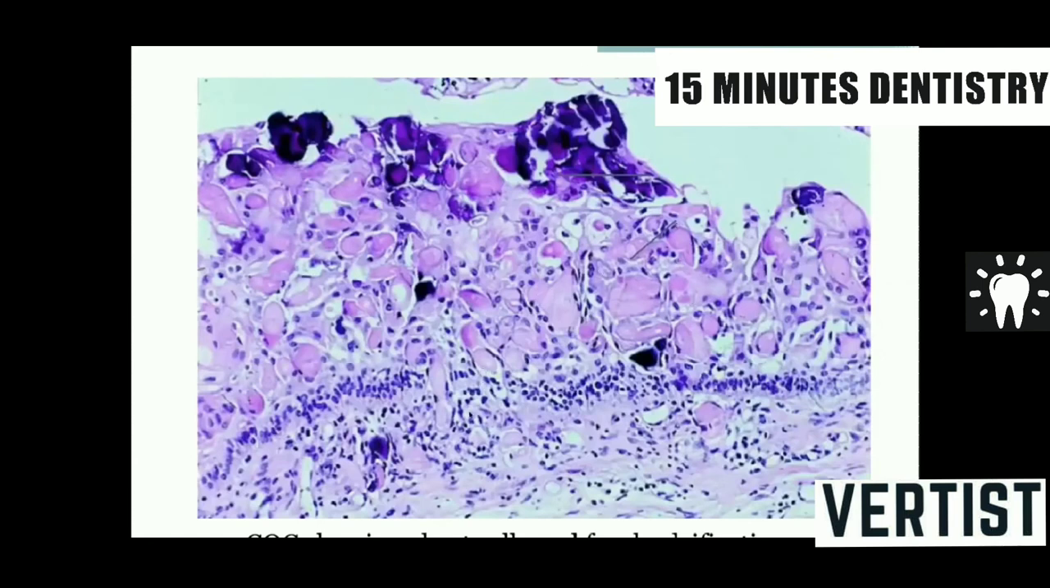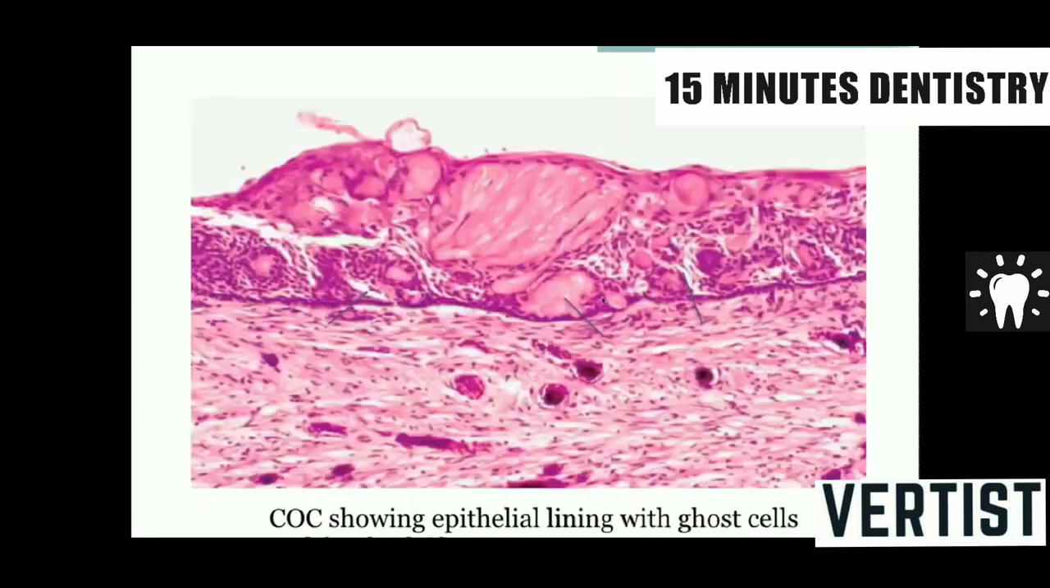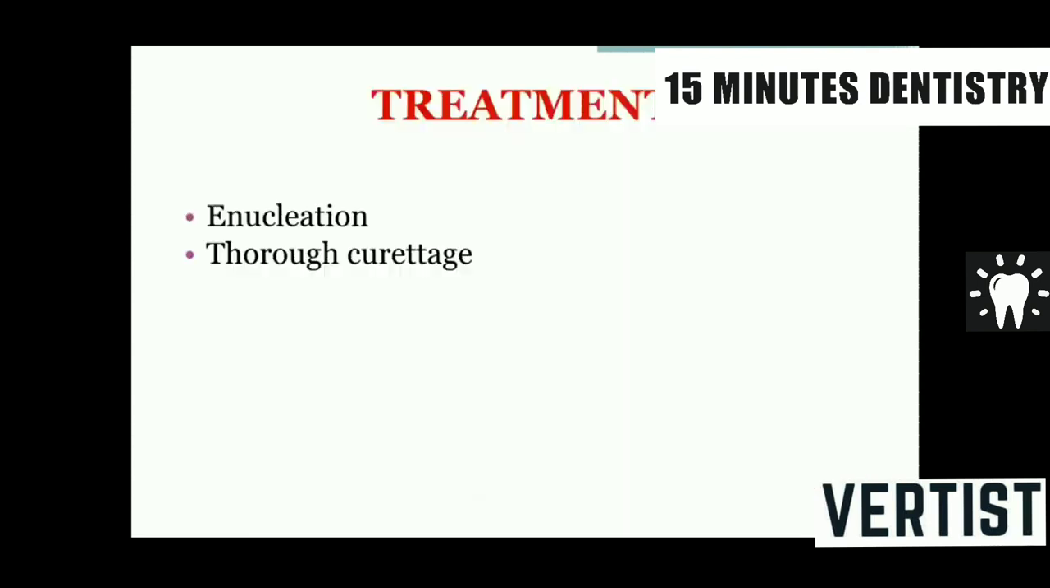So this is the cystic epithelium. Basal cells are columnar, looking like ameloblasts. The surface cells look like stellate reticulum, and then there are ghost cells. So these ghost cells are the diagnostic feature of COC. And some of the ghost cells are undergoing calcification, dystrophic calcifications. So treatment is enucleation and curettage.